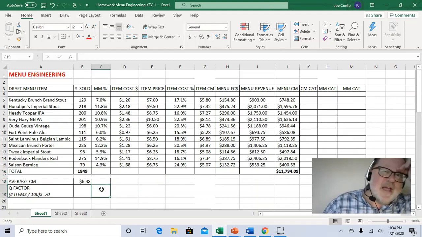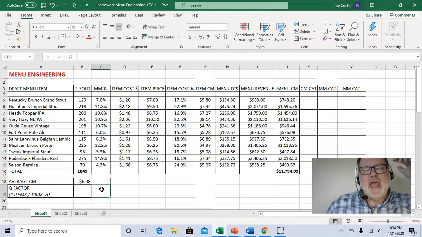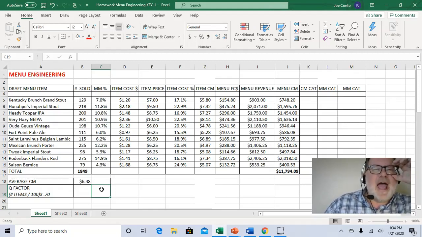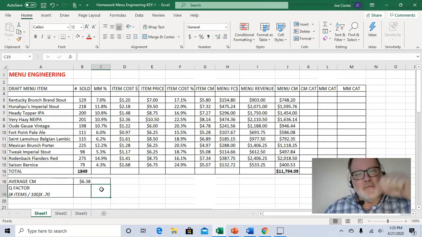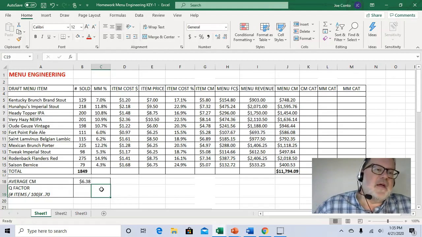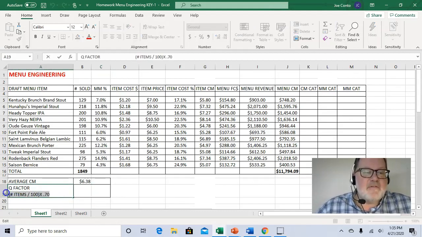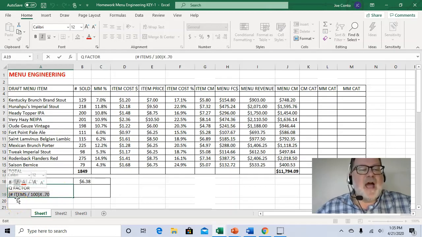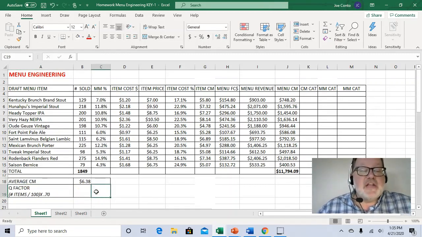The next thing is something called Q factor. We put Q factor towards everything. Basically, it is saying what is the average popularity of a thing. And it is a statistical formula that was created by some people and has nothing to do with the hospitality industry or beer or craft beer or anything. But it is said that you can take the average popularity of anything if, take a look down here, you take the number of items on the menu, divide by 100, and I put that in parentheses, and multiply that by 0.70. The only thing that changes is the number of items. The 100 is a constant, and the 0.70 is a constant at all.